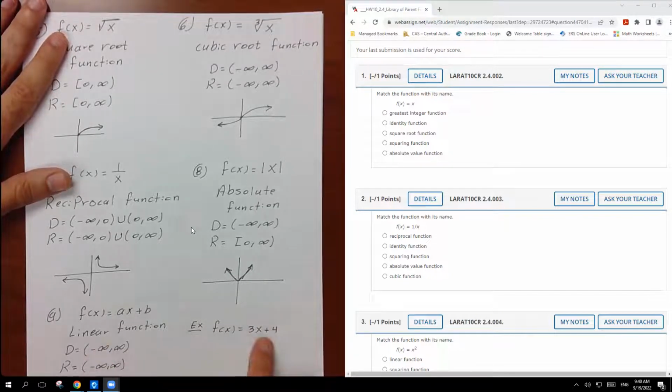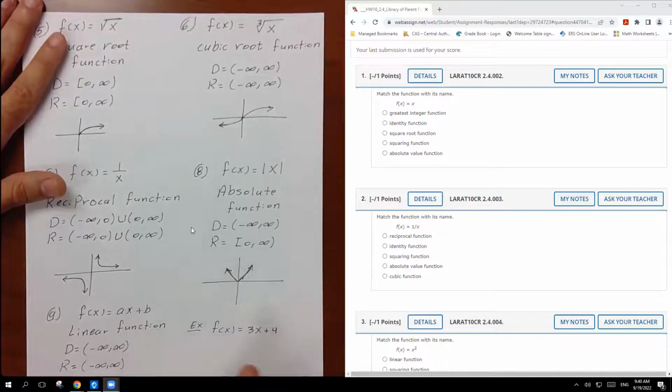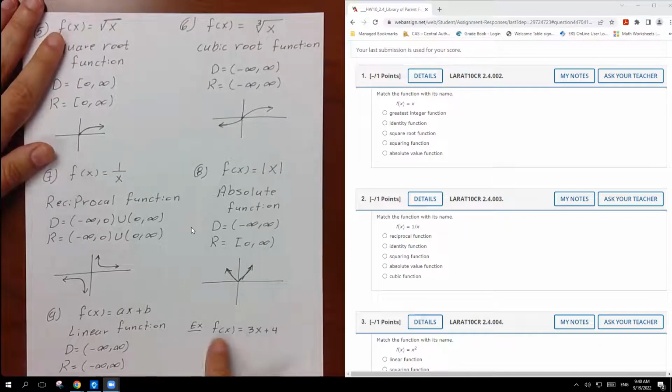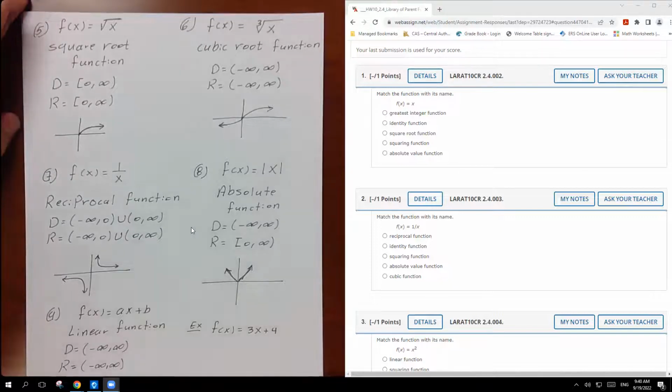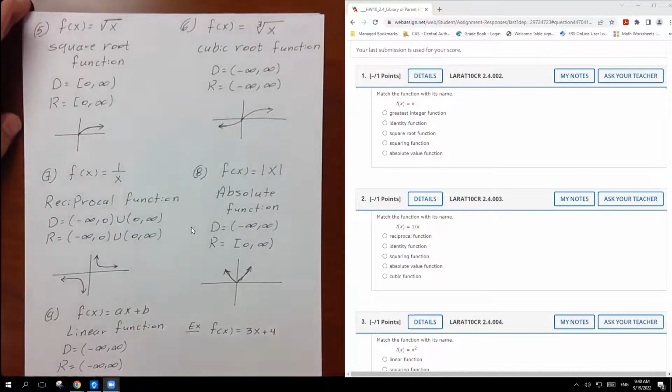To graph it, you have to let x equal 0 to find the y, or y equals 0 to find the x. Then you're going to get 2 points to graph it. It's going to be a line. Or you can choose 2 points, plug in these 2 points instead of x to find the y. Then you're going to graph the points to find the graph for this function.